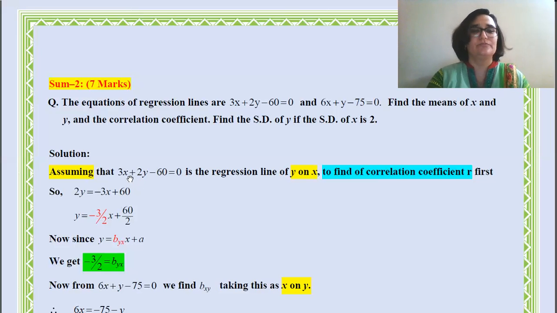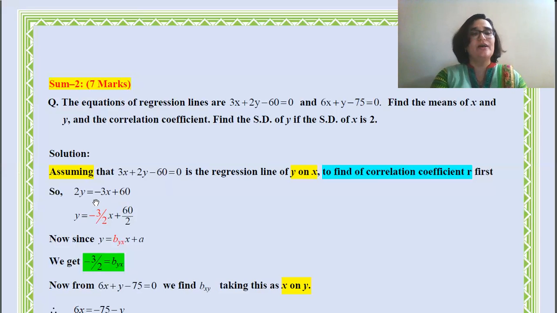Alright, so 3x plus 2y minus 60 is equal to 0 is your y on x, ठीक है? Is that clear to all of you? Great going. Now इसमें से आप इसको पहले क्या करोगे? y on x में आपको इसको कन्वर्ट करना पड़ेगा. कैसे? देखिए तो ध्यान से. 2y is equal to minus 3x plus 60, करेक्ट? क्या हुआ? मैंने 3x को उस साइड ले लिया तो क्या हुआ? प्लस का माइनस, माइनस 60 को भी उस साइड ले लिया तो क्या हुआ? प्लस का माइनस का प्लस. So what do you get?